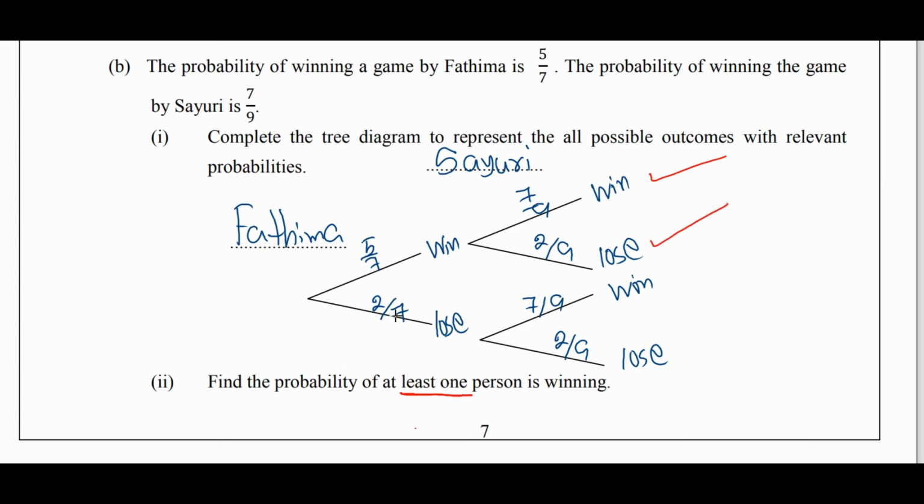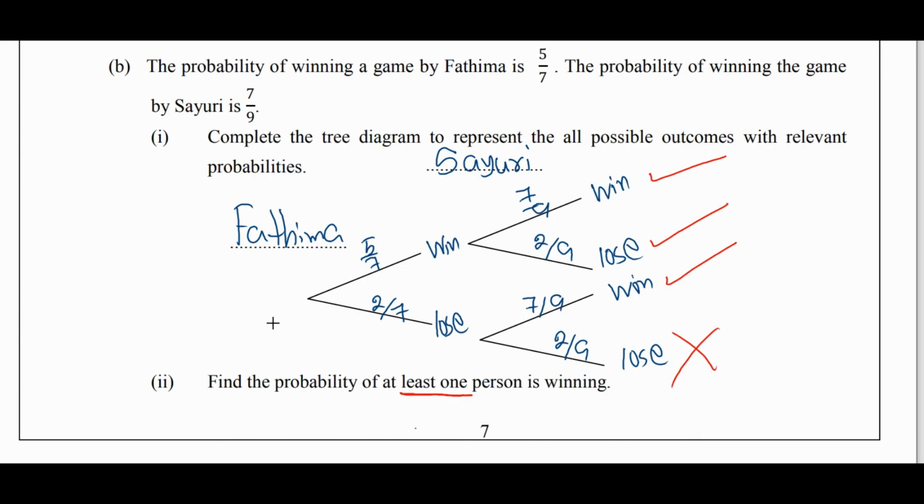Then we jump into this branch. Fatima is losing, but Sayuri is winning. The minimum condition is at least one. Then definitely this can be got. Fatima is losing and Sayuri is also losing. Fatima and Sayuri both are losing, then we cannot get this branch. Then we have to find the probability of these branches separately and finally add.